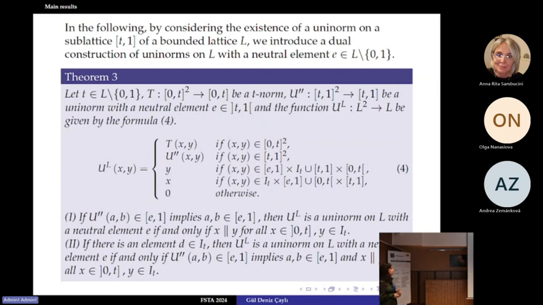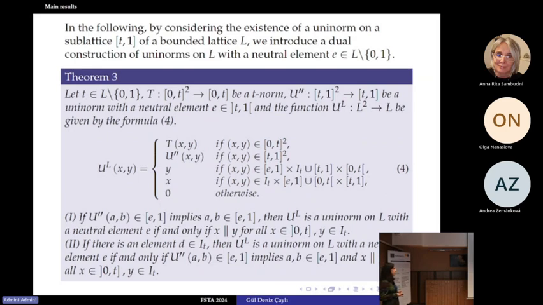In the following, we propose a dual construction method for uninorms. Suppose that T is an element in a bounded lattice different from 0, 1, T is a T norm, U double prime is a uninorm, and the operation UL is defined by formula 4. In that case, if U double prime satisfies this condition, then UL is a uninorm if and only if this statement is provided.